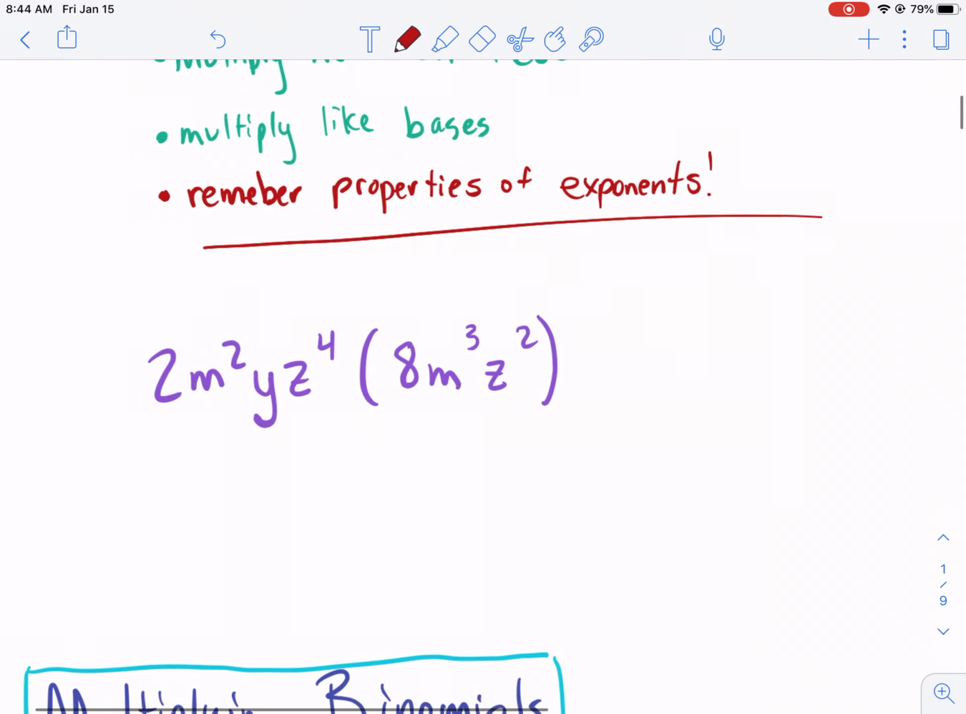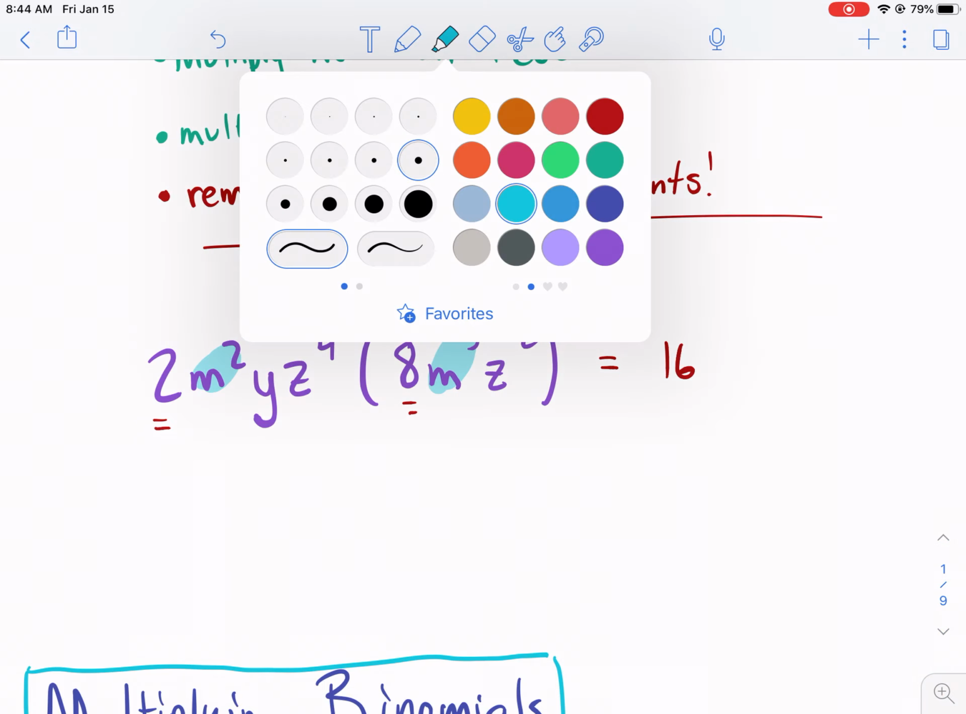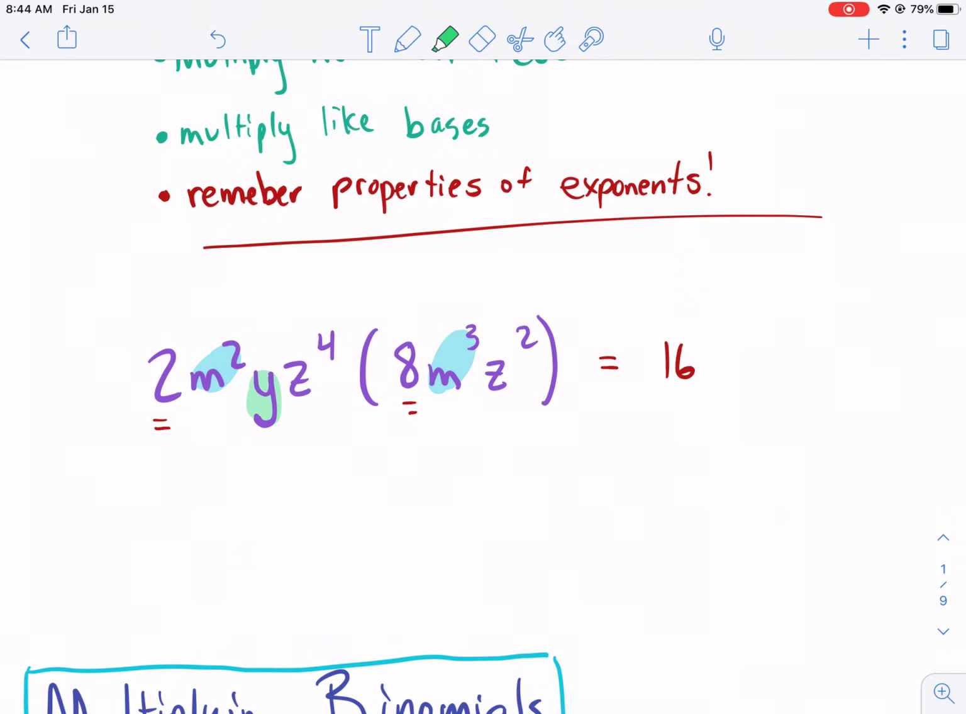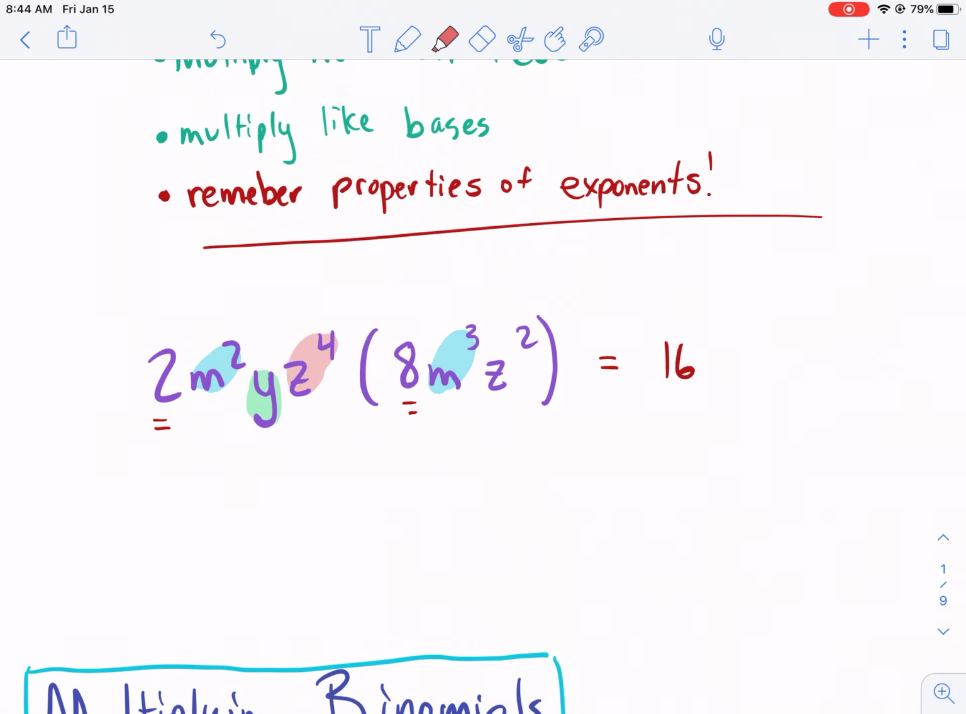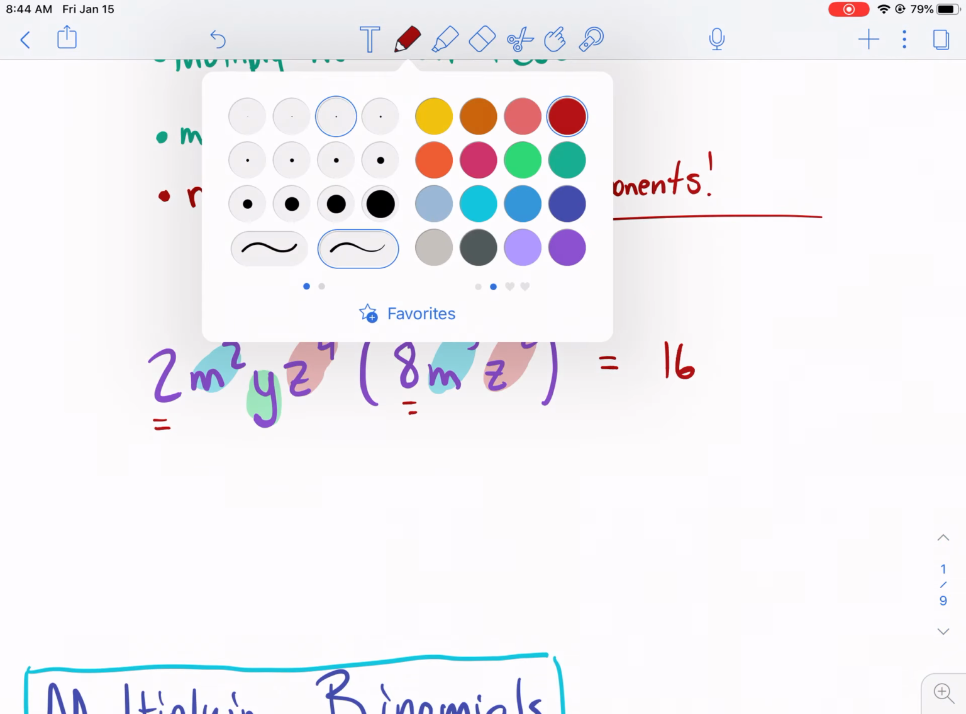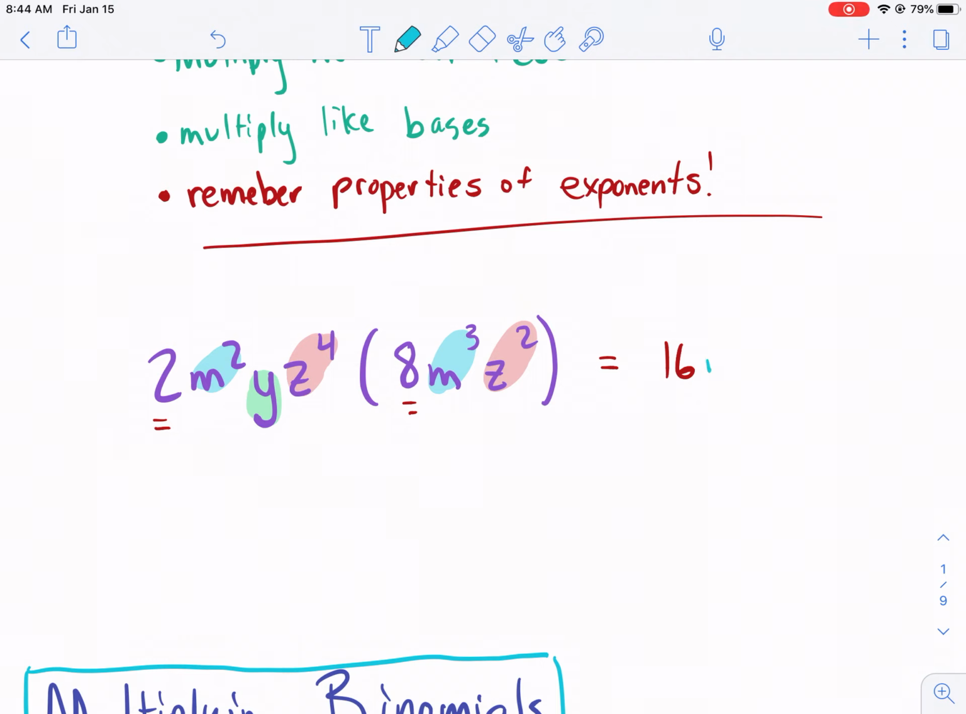What about something like this? Same deal. We're going to multiply the coefficients in front, the numbers. So we have 2 times 8, that gives us 16. Now we're going to look for like bases. We have m, we have y, and actually that's the only y, and then we have z and z. So we're going to start with m. We have like bases. We're going to add the exponents, so we have 2 plus 3. That's m to the 5th power.